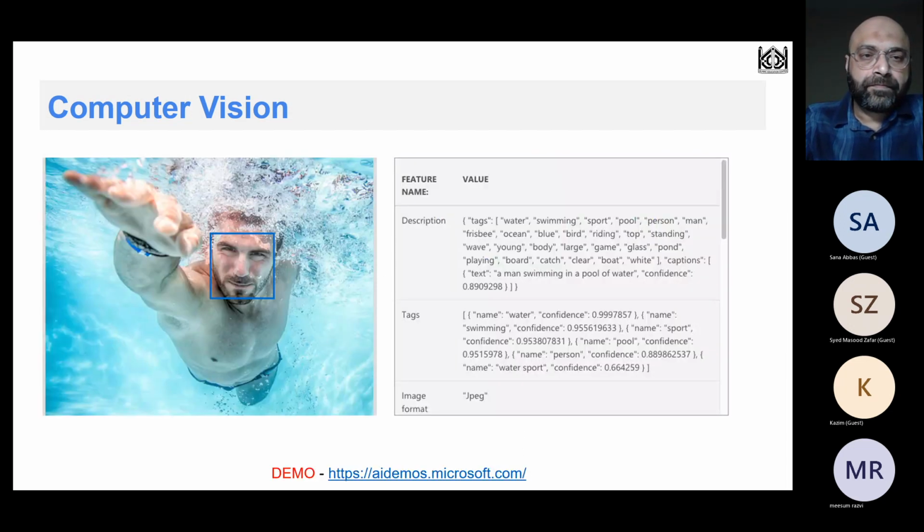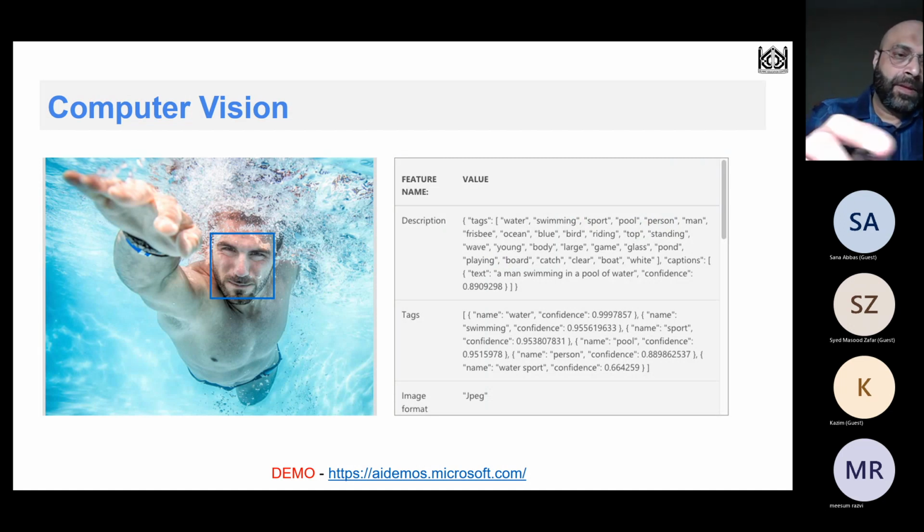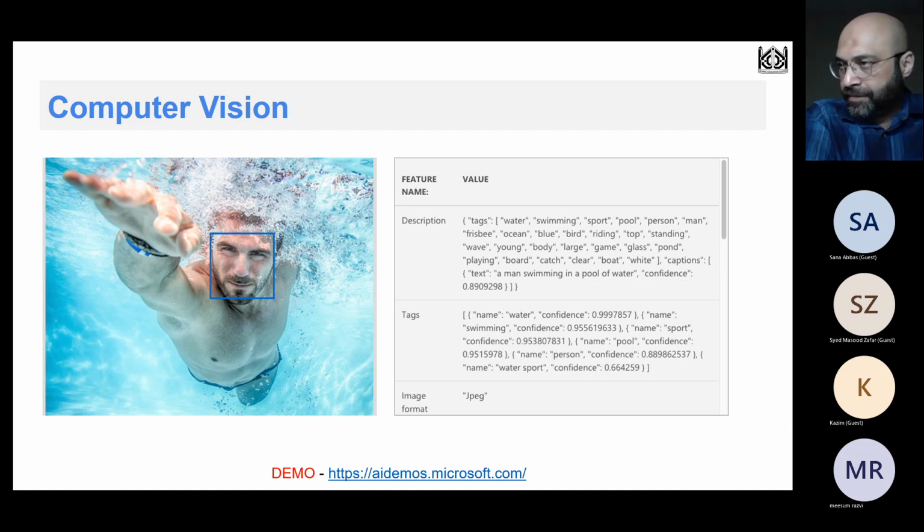Okay. This is another example of computer vision, and I'm going to come to the demo as well. So here you see the computer vision. There's a picture on your left. Here, the computer is seeing lots and lots of objects. What objects is it seeing? It has identified water, swimming, sport, pool, person, man, frisbee, and whatnot.